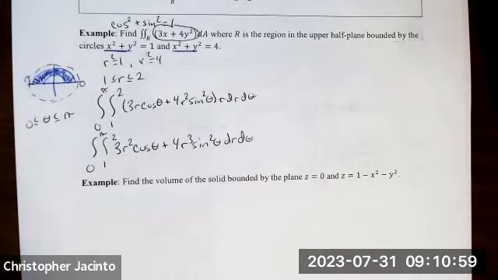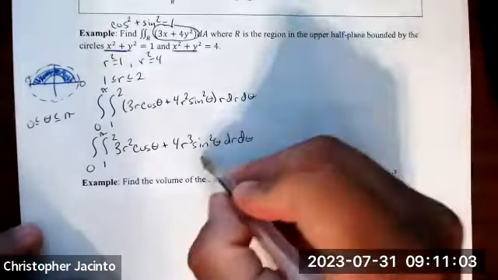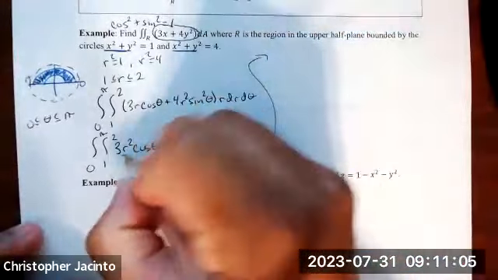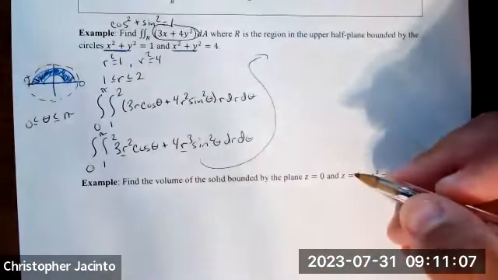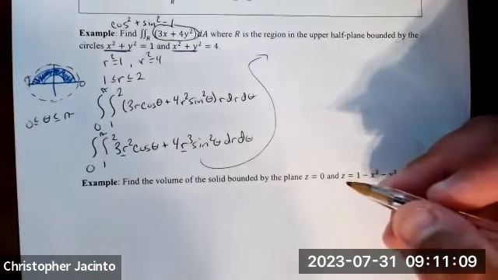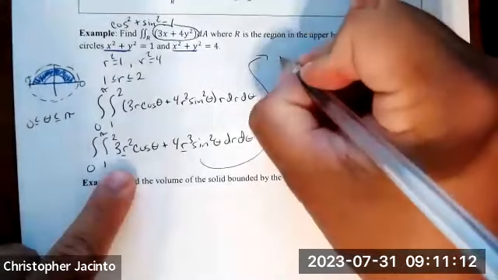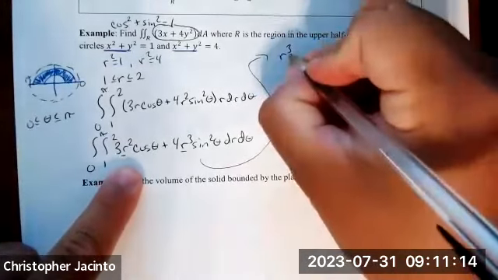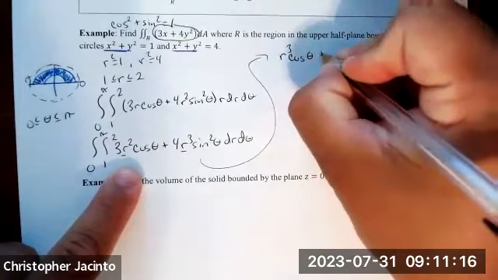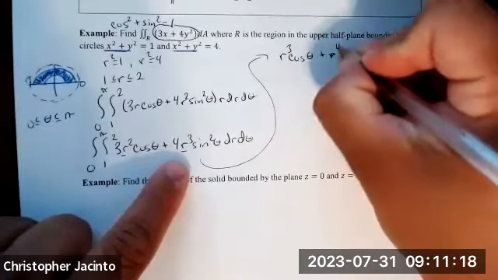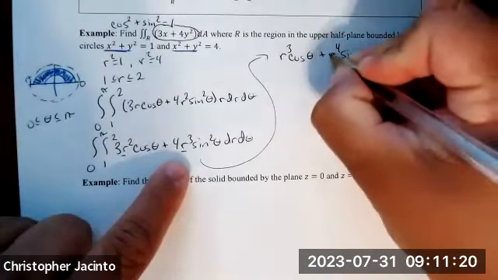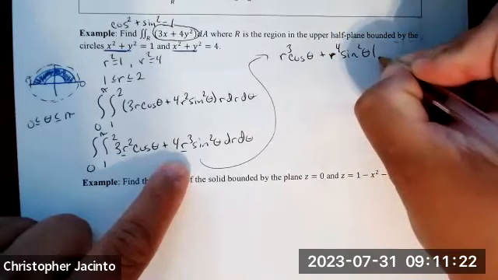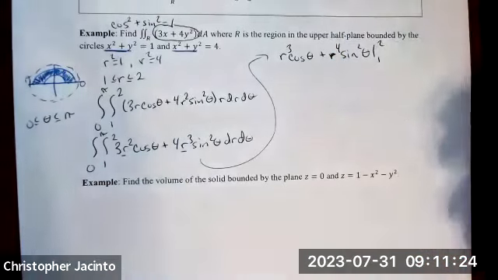All right, so r is easy, right? We're integrating with respect to r, so that's a pretty straightforward one. So remember, cosine theta is just a constant. So this is going to be r cubed cosine theta plus r to the fourth sine squared theta from 2 to 1.